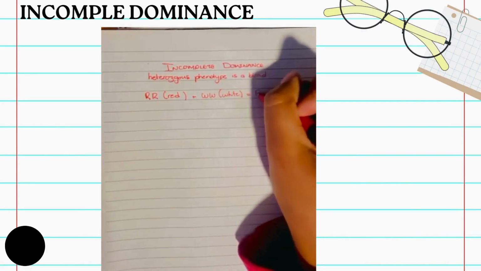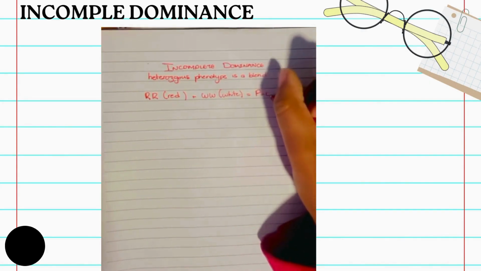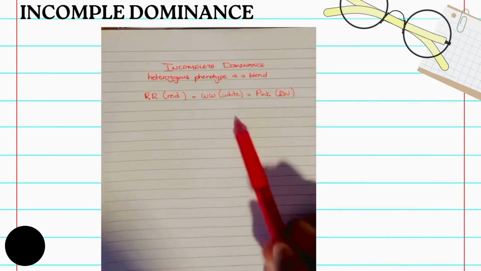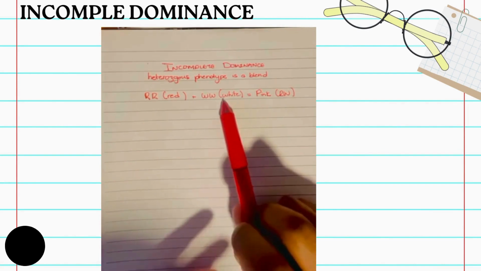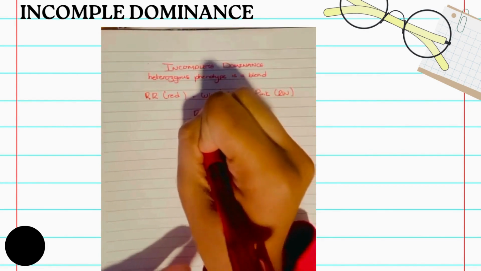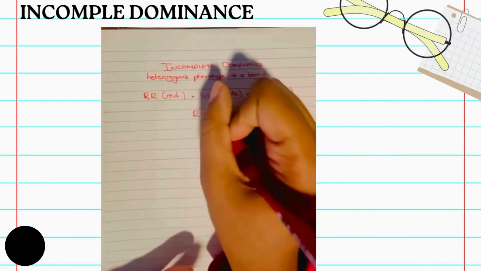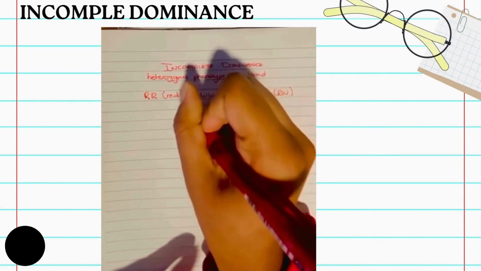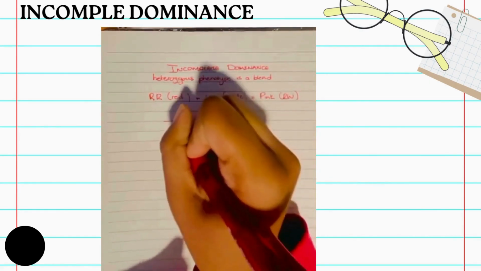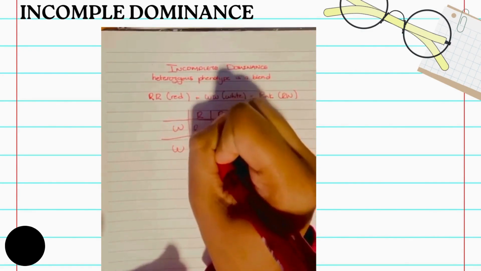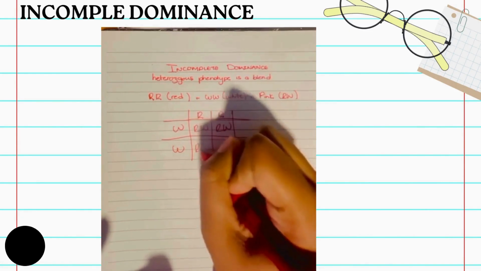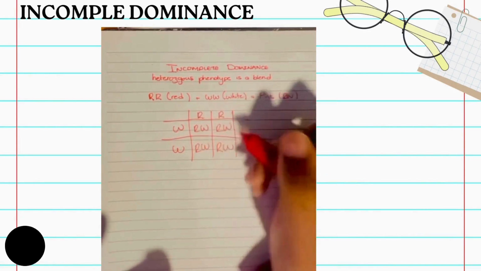So the red gene or trait is dominant. The alleles are dominant. The white trait or allele is also dominant. But in incomplete dominance, they just end up blending and they form a pink flower. So you can do the cross like this. You cross the R with a W, the R with a W, and then RW is not going to be red and white, but instead it is pink.